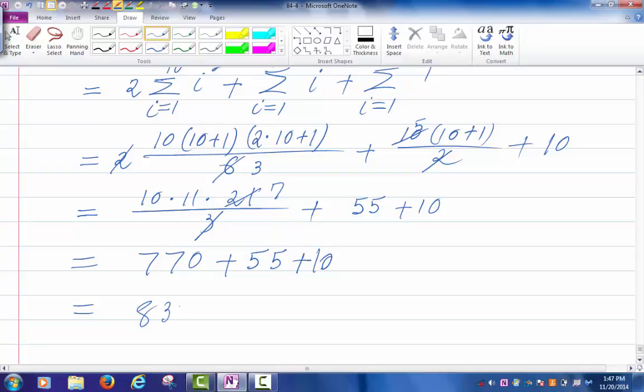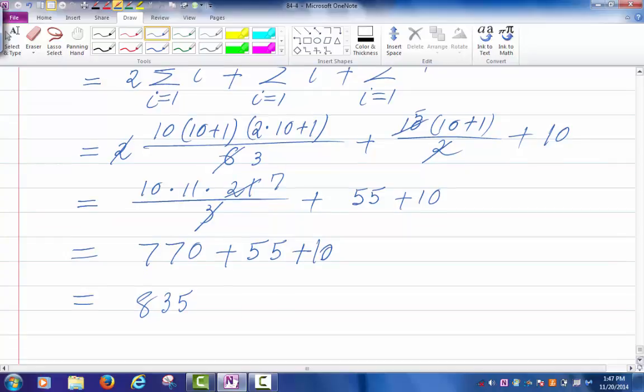Is that right? Is everybody okay with that? Everybody's okay? Alright, so that's how we can use those formulas to compute some of these sums. Any questions? Any questions at all?